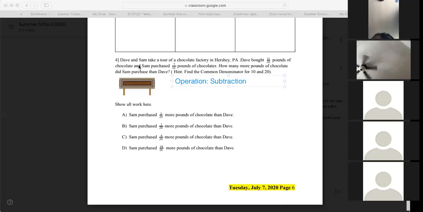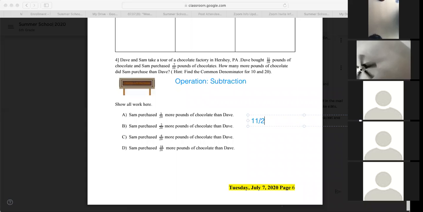We have to subtract 11/20 because that's what Dave bought, minus Sam's, right? To figure out the difference, correct? Okay, you're with me, right? Pretty simple so far. You're doing a really good job, kiddo. All right, so let's look at it here.